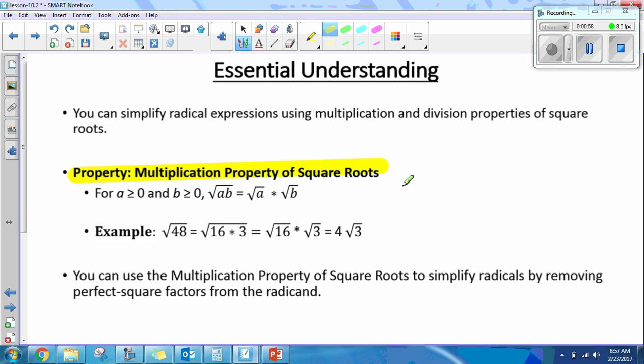For example, we have radical 48. This is equal to the radical of 16 times 3. Using the property of square roots, we can split this up as radical 16 times radical 3, and we know that the square root of 16 is 4, so that'll simplify to 4 radical 3. You can use the multiplication property of square roots to simplify radicals by removing perfect square factors from the radicand.